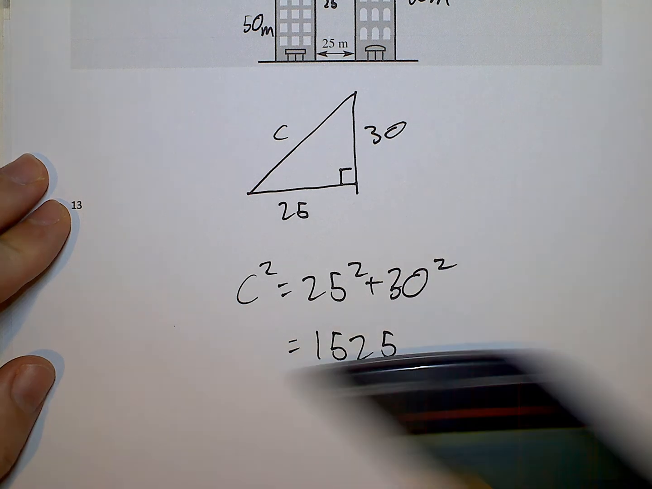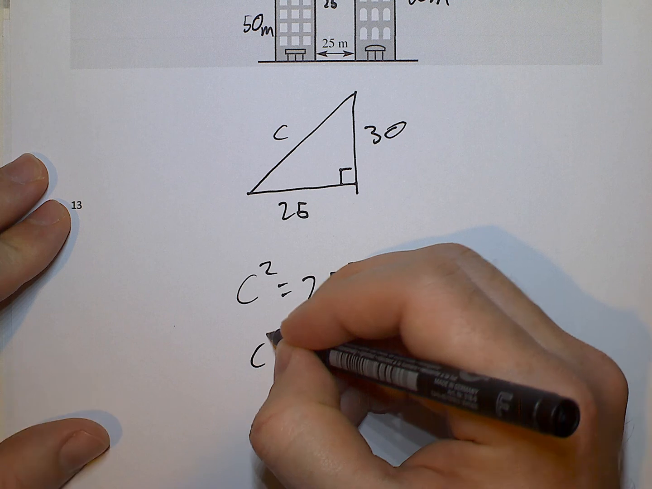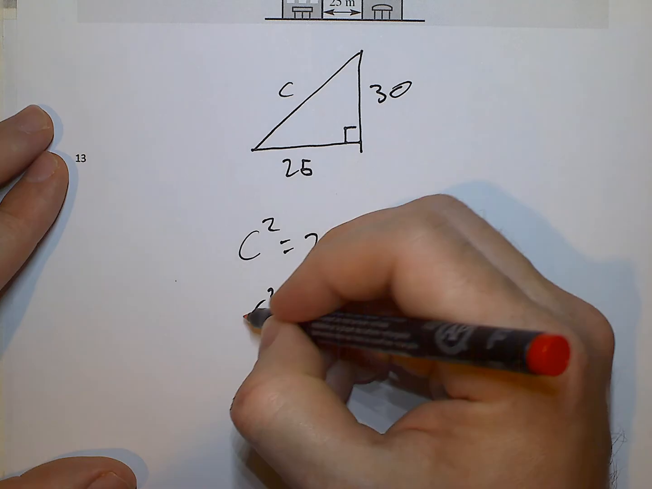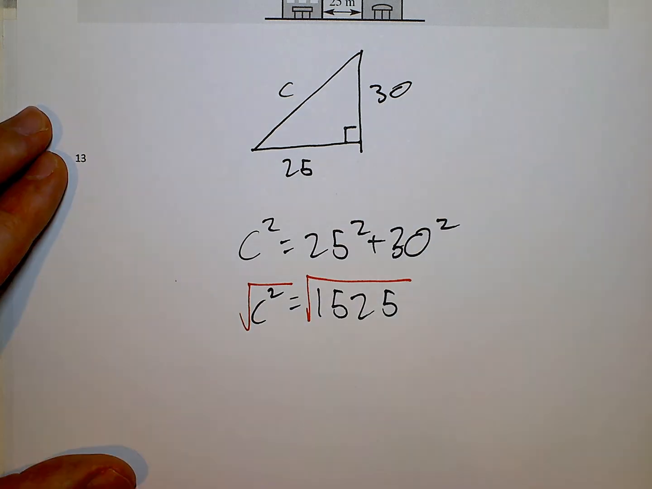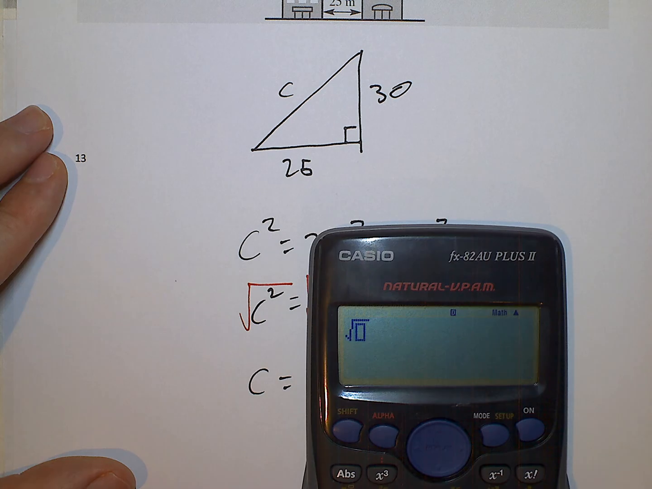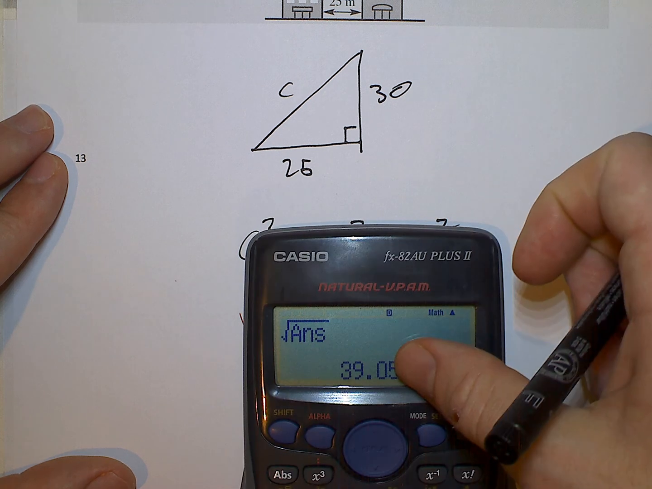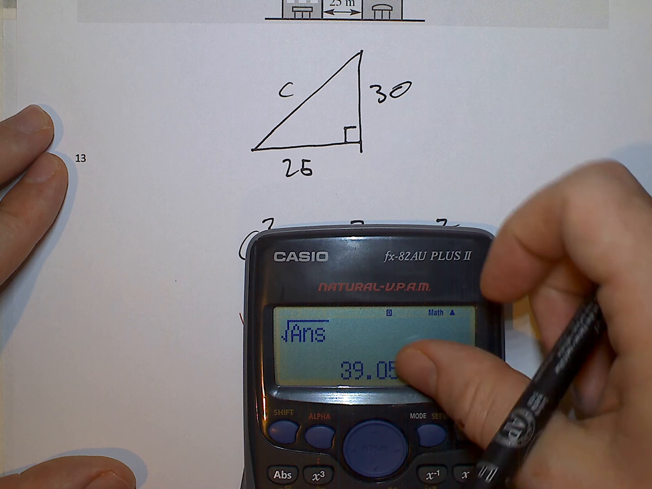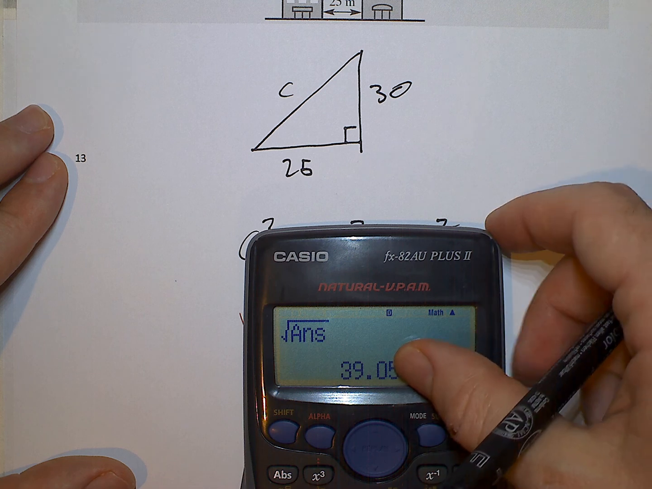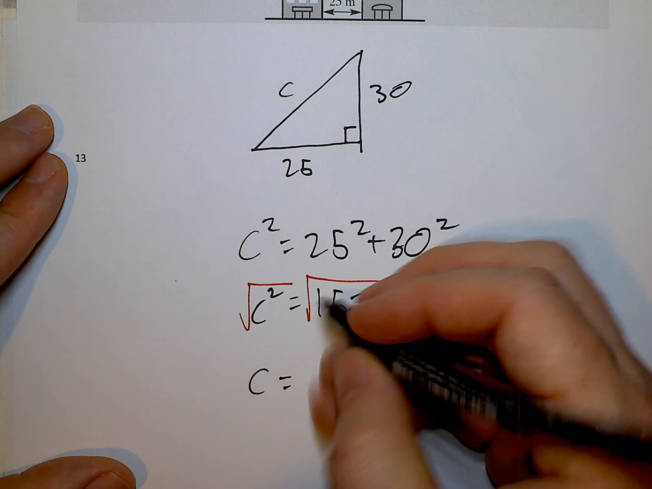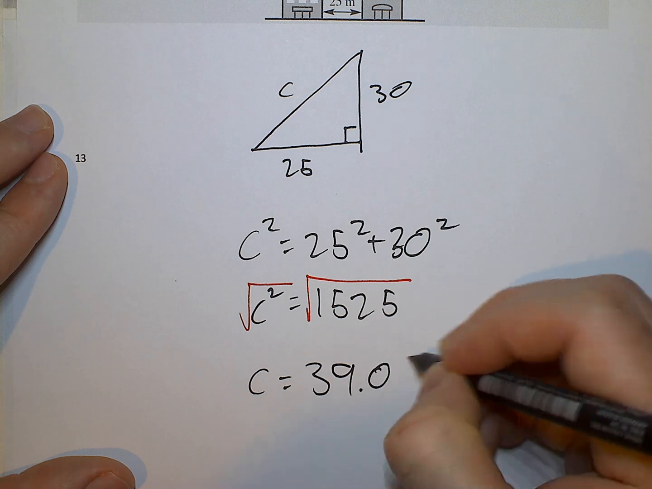Now we want to find out what C is. That's C squared. If we square root both sides, C will equal the square root of our previous answer, 39.05. Now it says correct to two decimal places, so we want to go to here. And because that's lower than 5, it's going to remain as 39.05. So this will be 39.05.